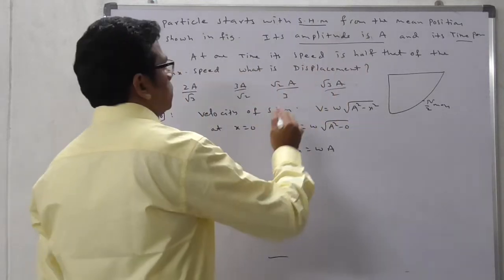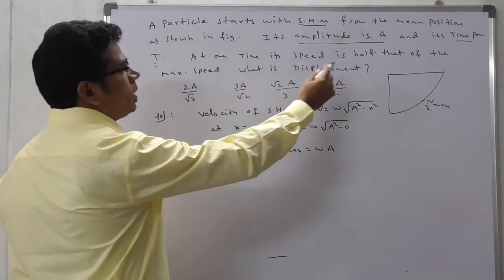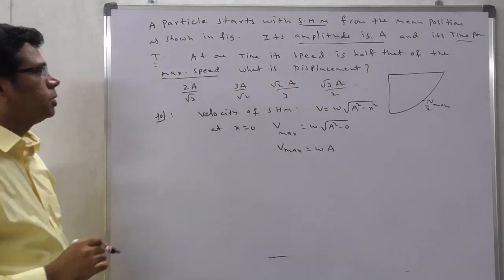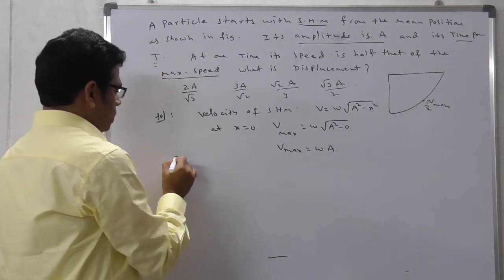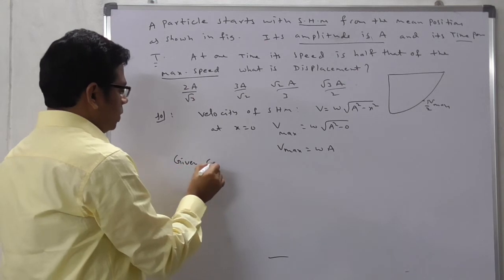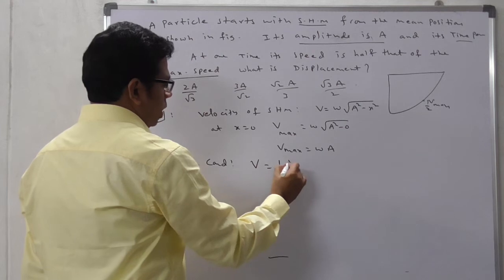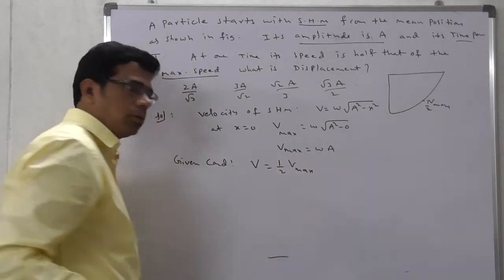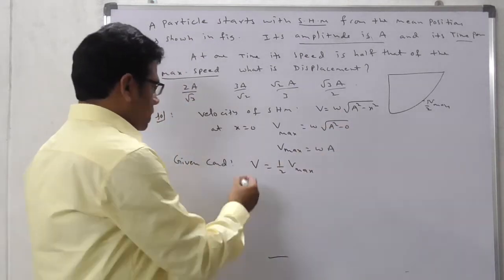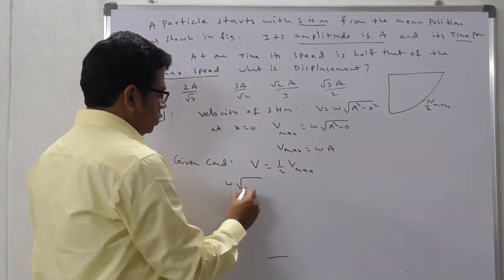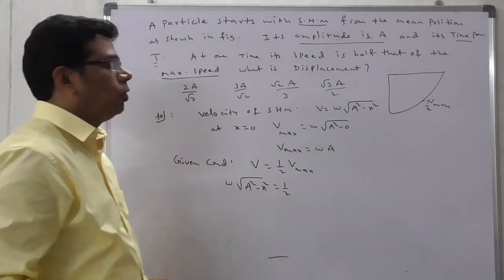Clear? Now come to the given condition. What is the given condition? Speed is half of the maximum speed. So write the given condition: V is equal to 1 by 2 V max. We have V. What is V? Omega under root A square minus x square. Substitute: omega under root A square minus x square is equal to 1 by 2 of V max.